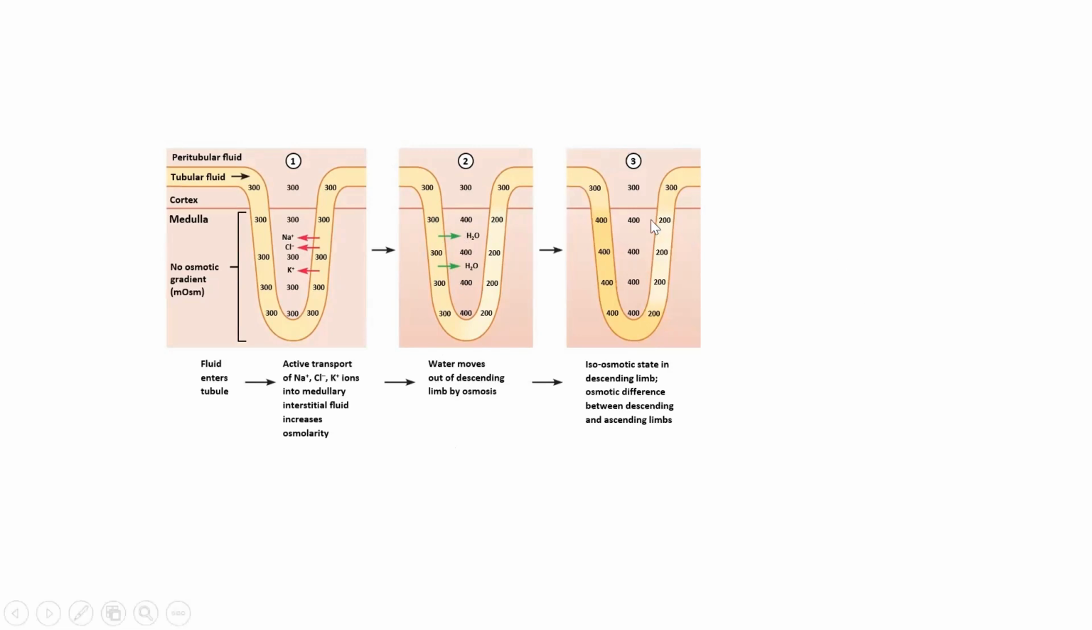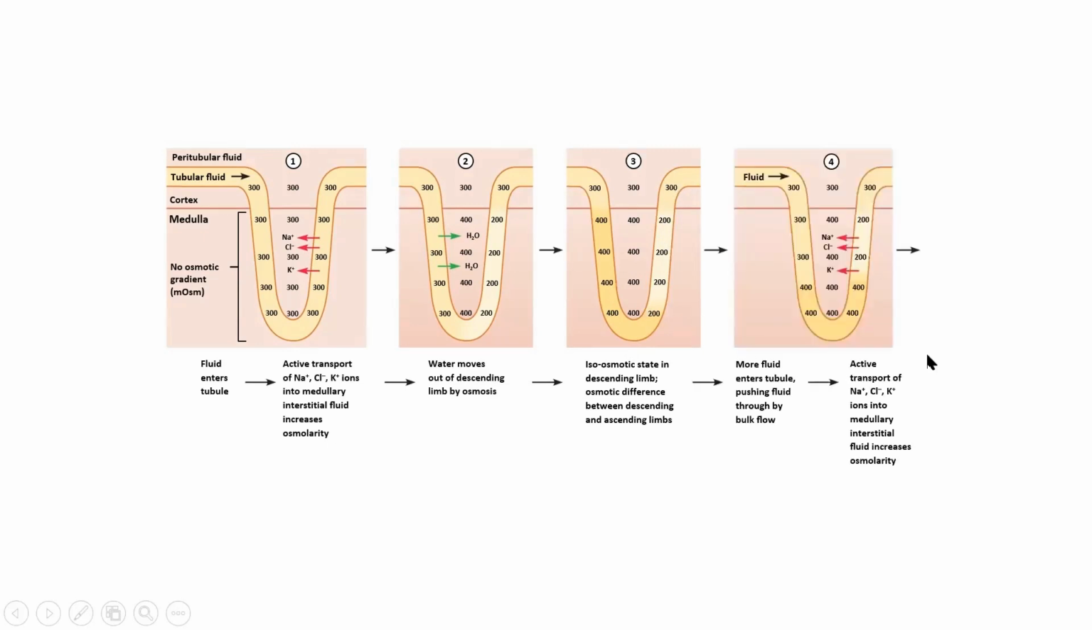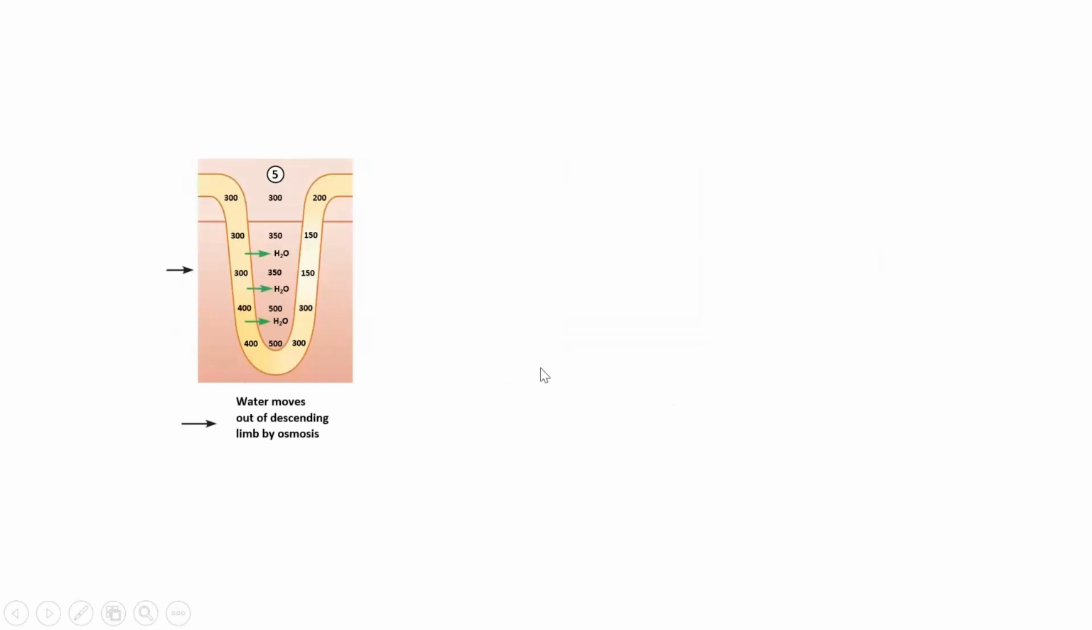The next thing is that we end up with this isoosmotic state. We have an osmolarity in our interstitial fluid of 400, an osmolarity along the descending limb of 400, and an osmolarity along the ascending limb of a lower amount, about 200, okay? Then we again pump more solutes out. More solutes are actively pumped across that membrane into the interstitial fluid, and more water passively follows across the descending limb.